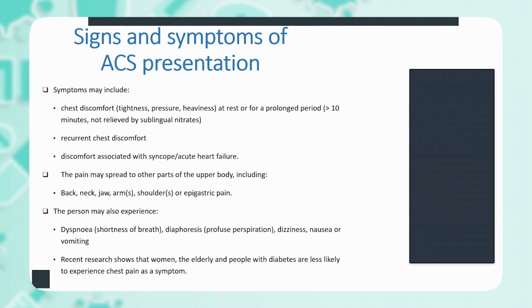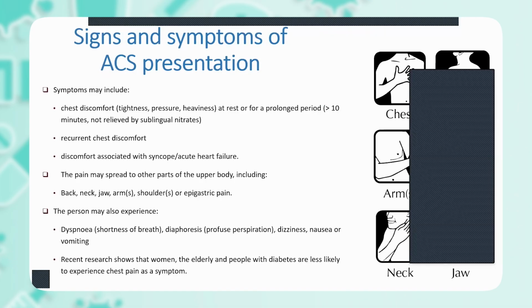The signs and symptoms. The first symptom is a chest discomfort. It is not pain, it's a discomfort. It could be tightness, pressure, or heaviness, and it persists for a prolonged period of time, and it happens at rest. Discomfort can be associated with syncope or symptoms of heart failure. It is not only in the chest, it could be in the back, neck, jaw, arm, shoulder, and one of the questions I've seen on the EDIC 1 exam is epigastric pain. So be mindful that it could be an epigastric pain.